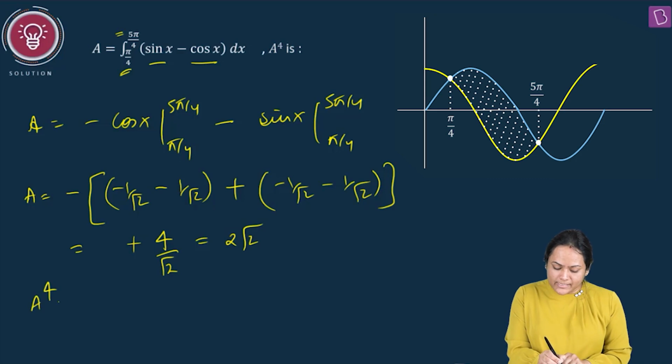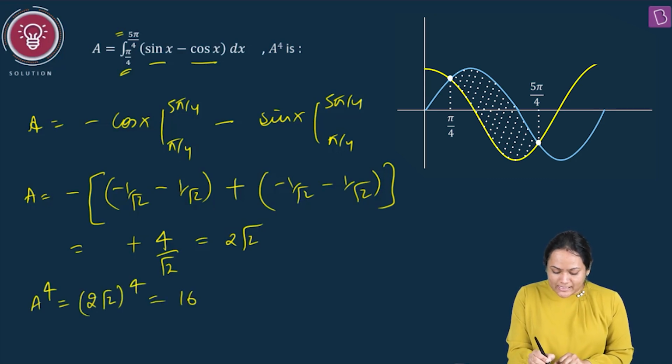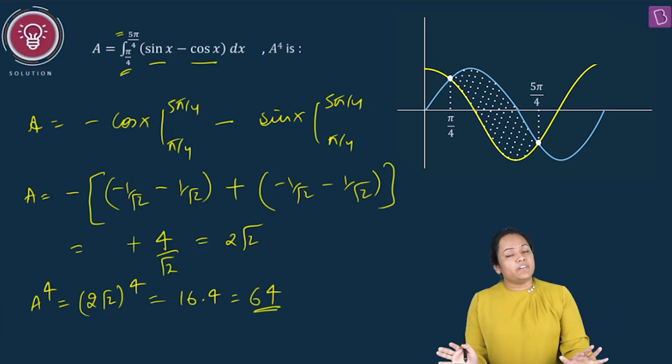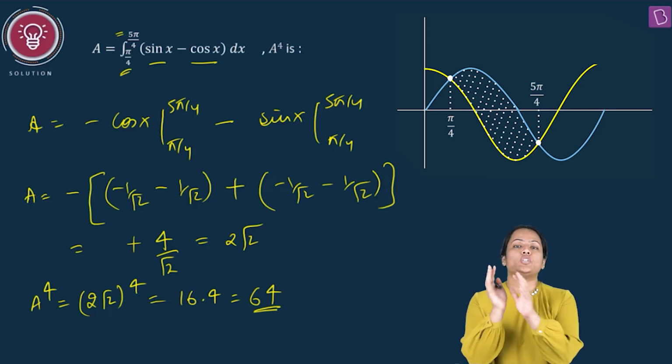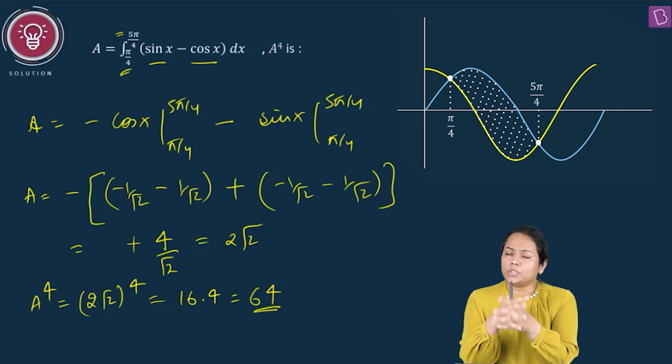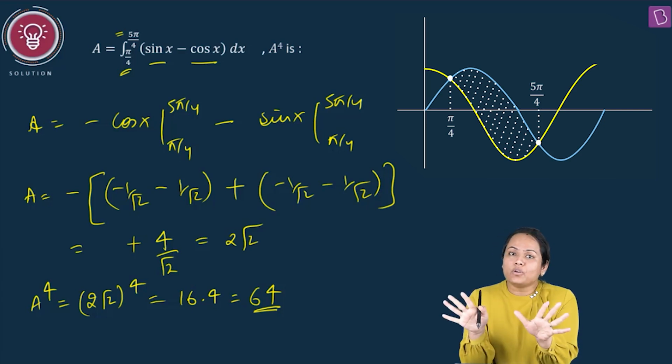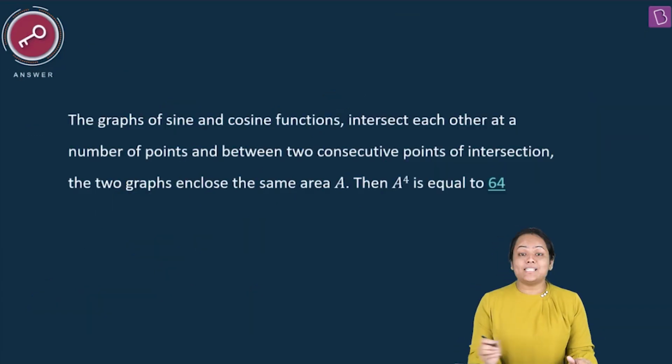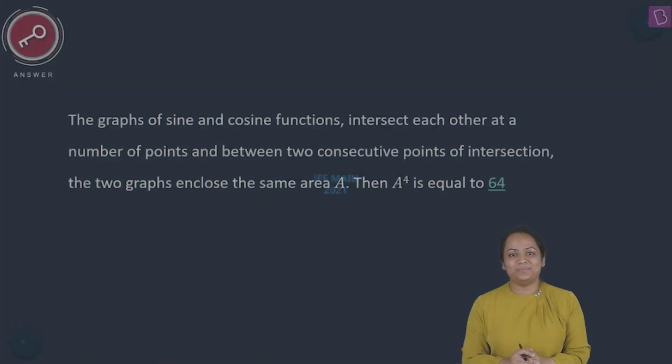So I can quickly say that A raised to 4 is 2 root 2 raised to 4. That is 16 into 4, equal to 64. This is the final answer and the question was on the easier side. Or you can mark it on the moderate level also. Have you understood? Perfect. So the answer will be 64.